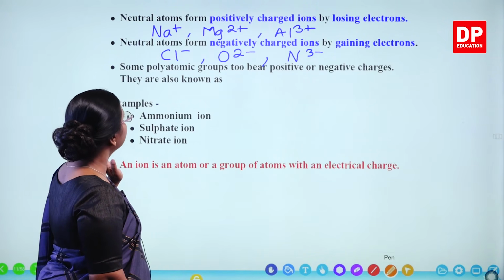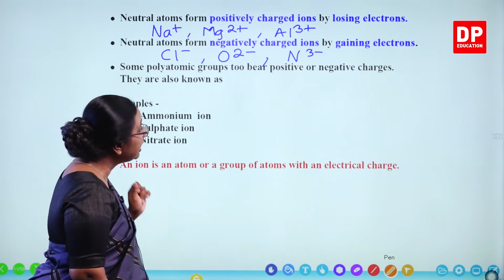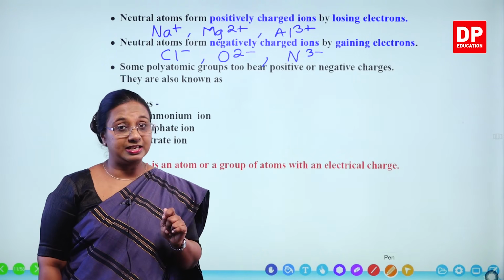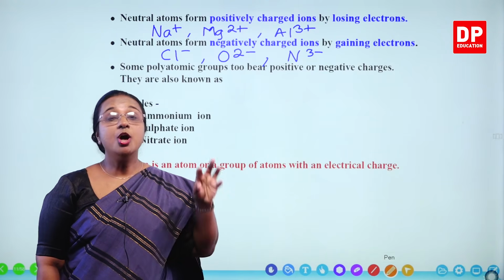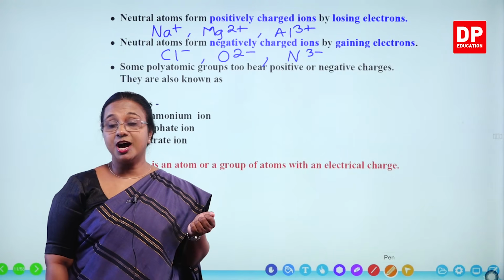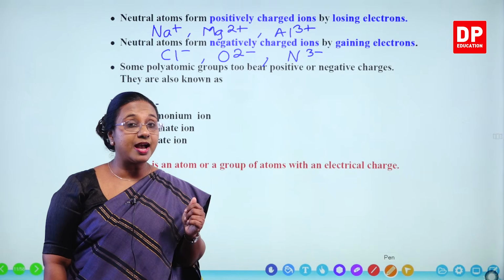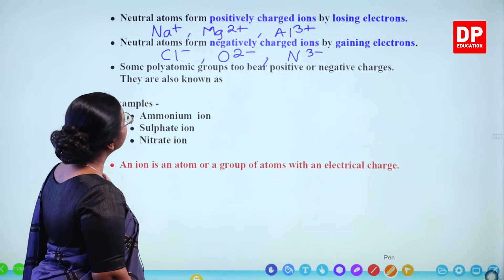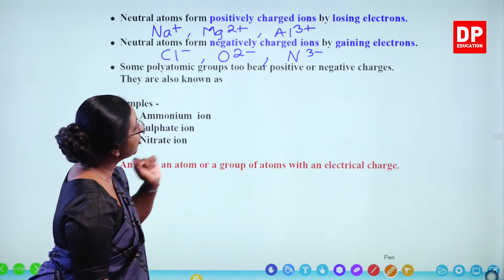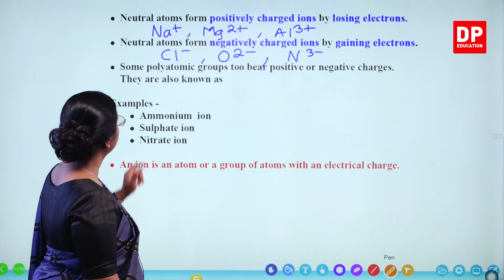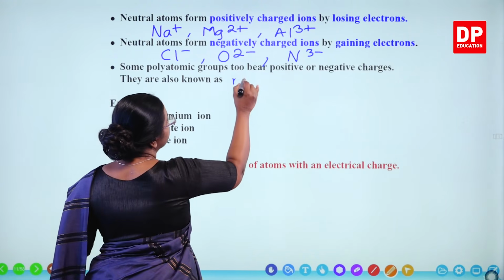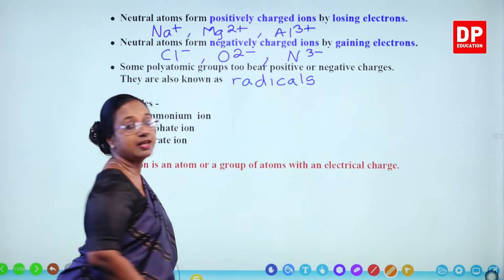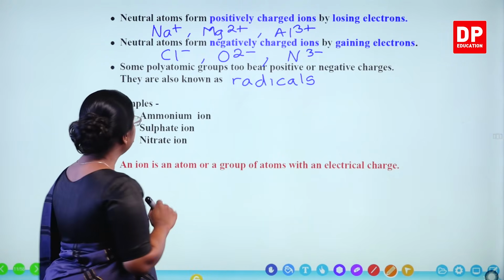Then there are other types of ions which are polyatomic ions, or what you have already learnt as radicals. You all can remember molecules that have a charge are known as polyatomic ions or radicals. So some polyatomic groups too bear positive or negative charges. They are also known as radicals. Some examples.